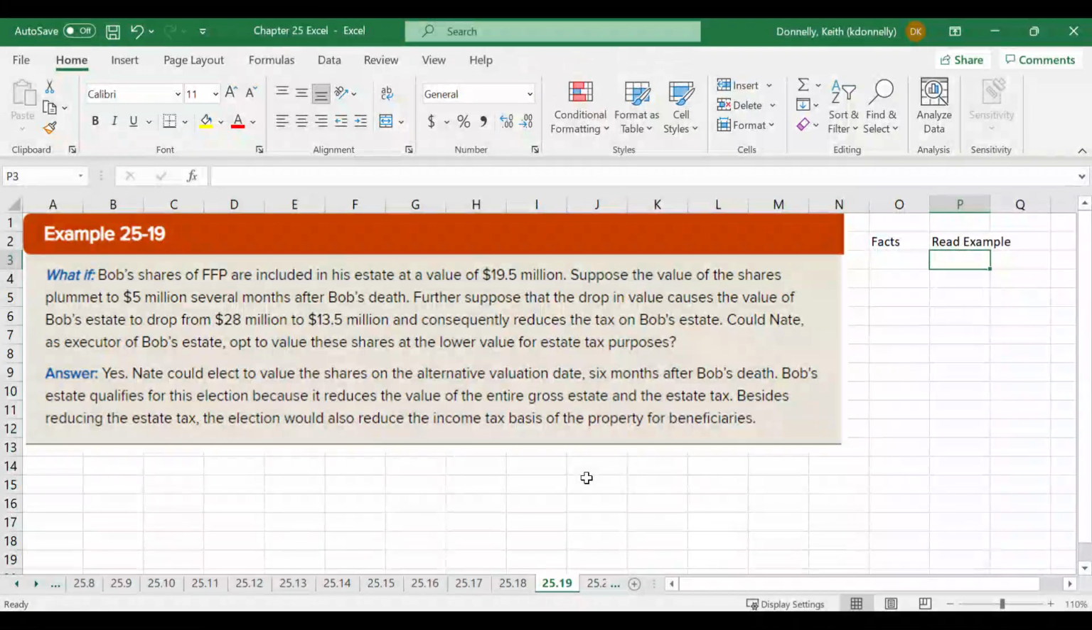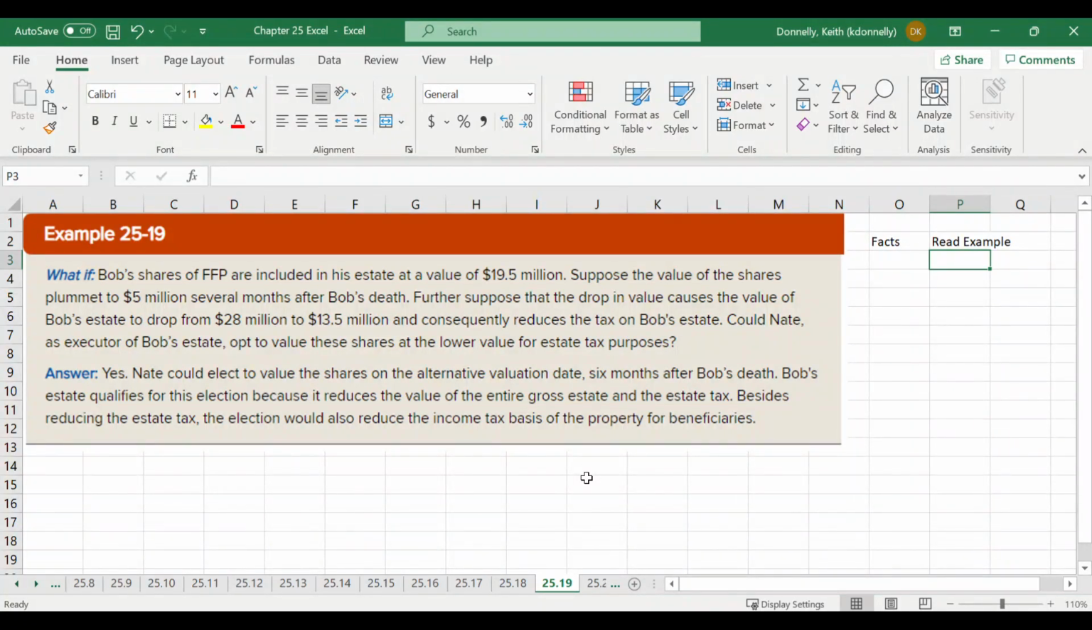Next one here, it says, at the time of his death, he held some stock that was worth 19.5 million. Imagine that a couple months after his death, it drops to 5 million. Suppose that the drop in value causes the value of the estate to drop from 28 to 13.5 and reduces the tax on Bob's estate. Could the son opt to value the shares at the lower value for tax purposes?